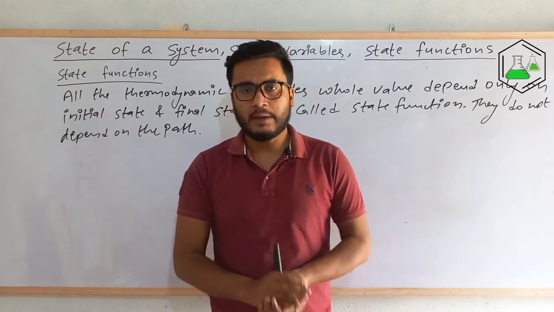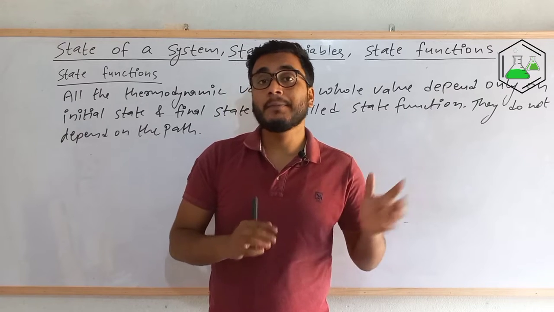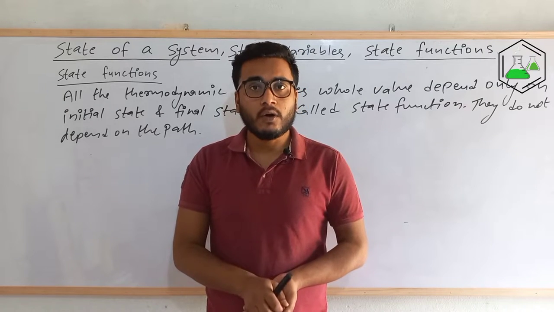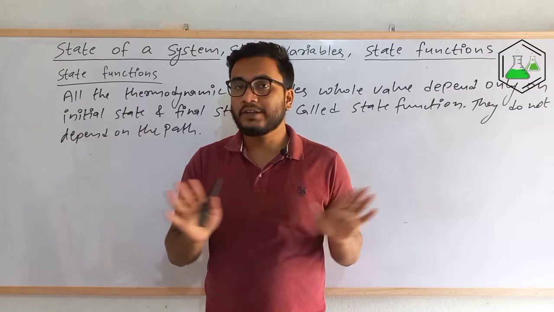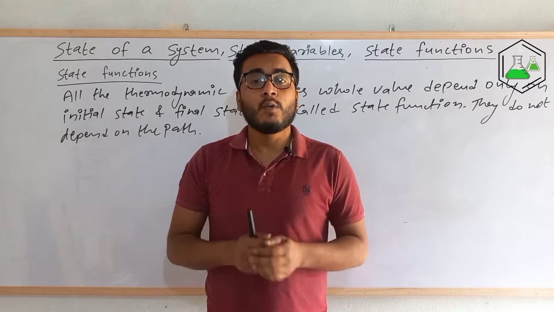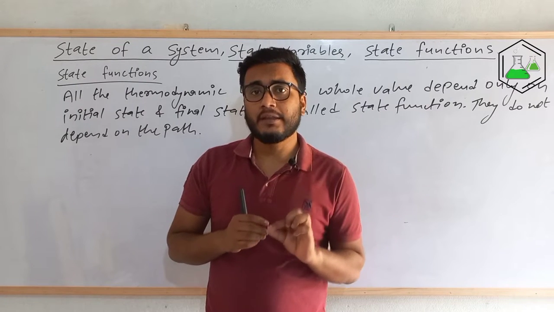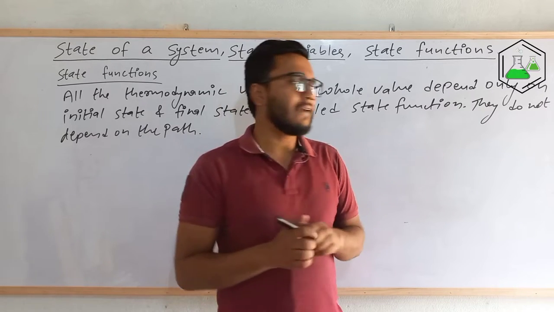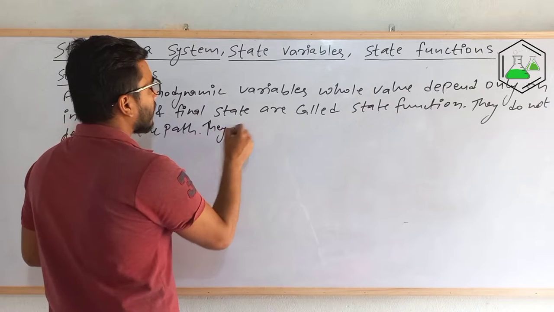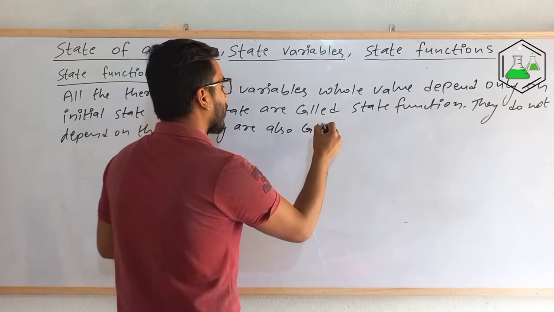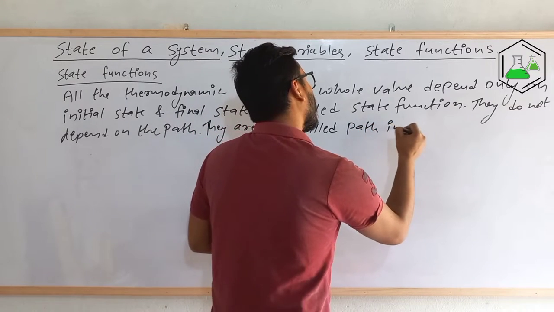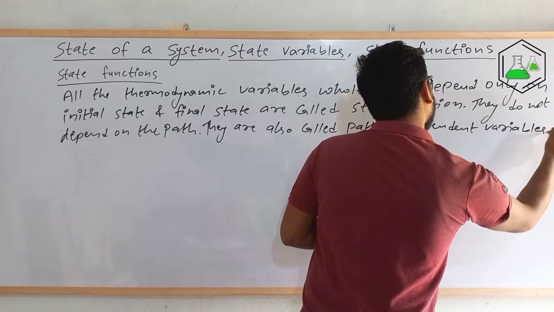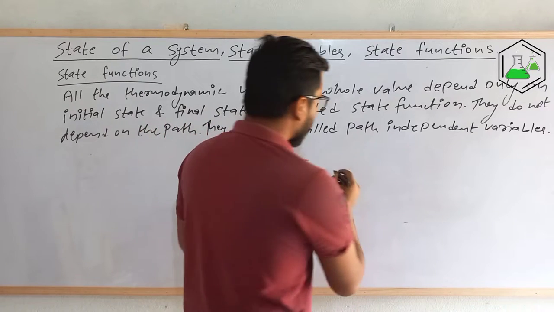There are many state variables. Among them, some of the state variables do depend on the path, some do not. Those state variables which depend on the path are called path dependent variables, and they are not state functions at all. And those state variables which do not depend on the path but only depend on the initial state and final state are called path independent variables, and they are also called state functions. Let's take an example.